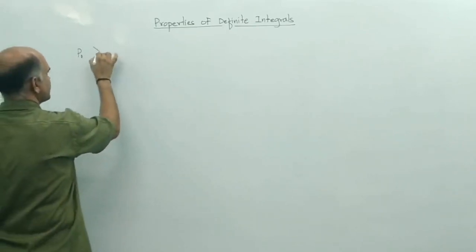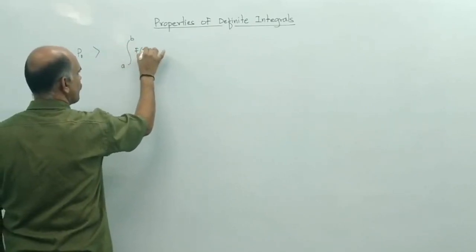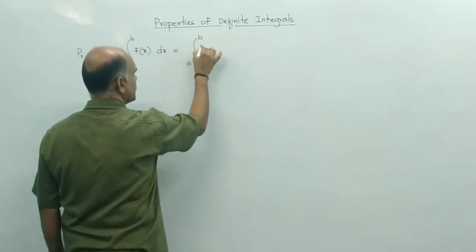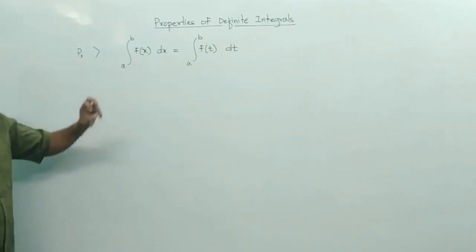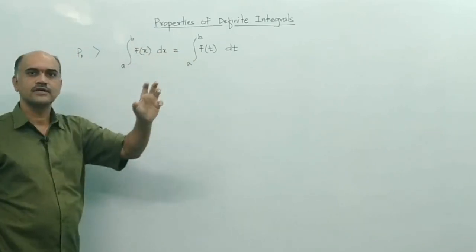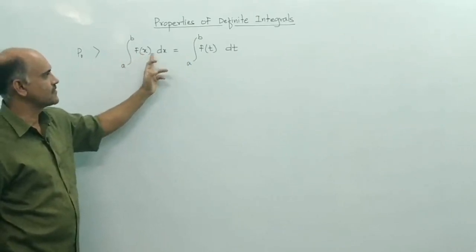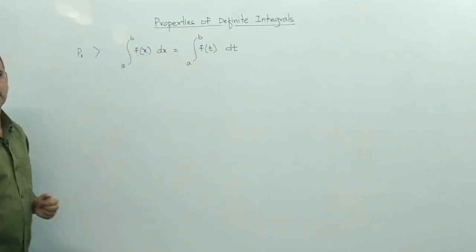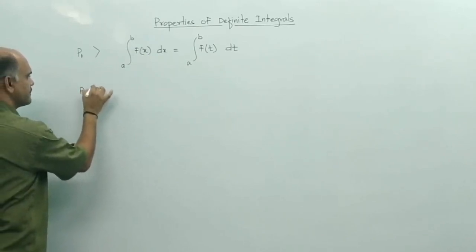The first property states that integration from a to b f of x dx is equal to integration from a to b f of t dt. Meaning in a function, if in place of x you substitute t, the value remains the same, or you will get the same value in the definite integral. In place of x if you substitute t, dx becomes dt. This we use for derivations. So this is the first one. The first 3 are simple, which he will never be asking.